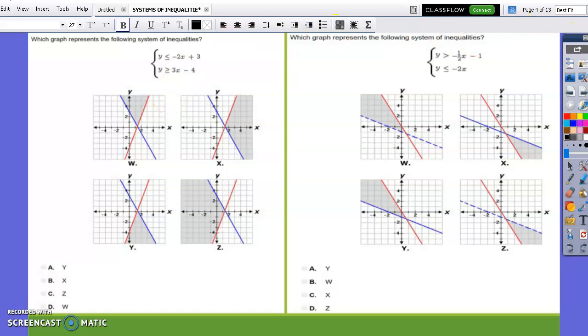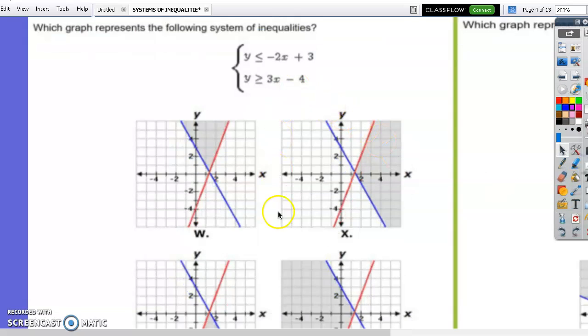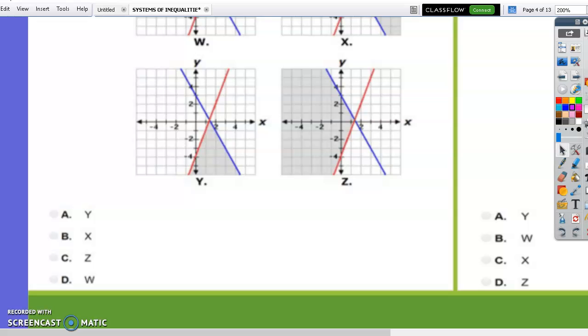I'm going to zoom in because we're going to need to see this a little bit better here. All right, we're asked which graph is represented by this. So in order for us to figure out which graph represents this system of inequalities, we have to figure out which of these is our blue line and which one of these is our red line. So over here, and ooh, sorry.